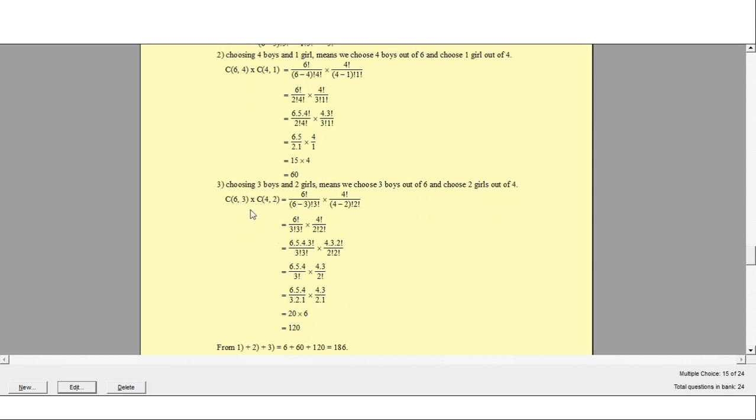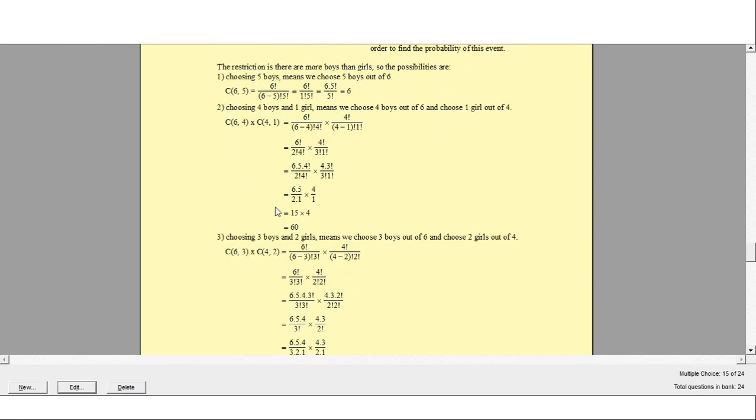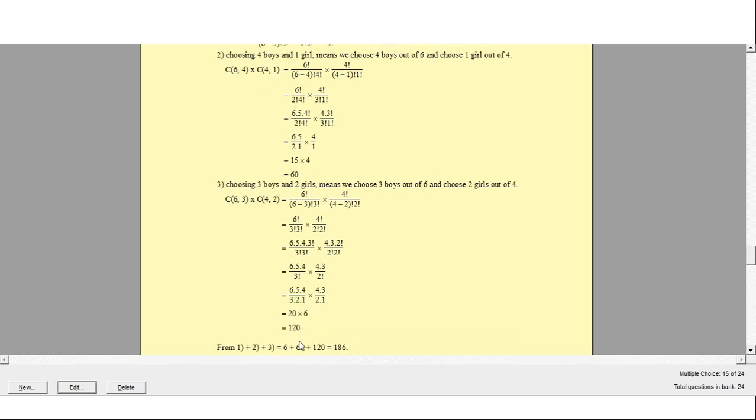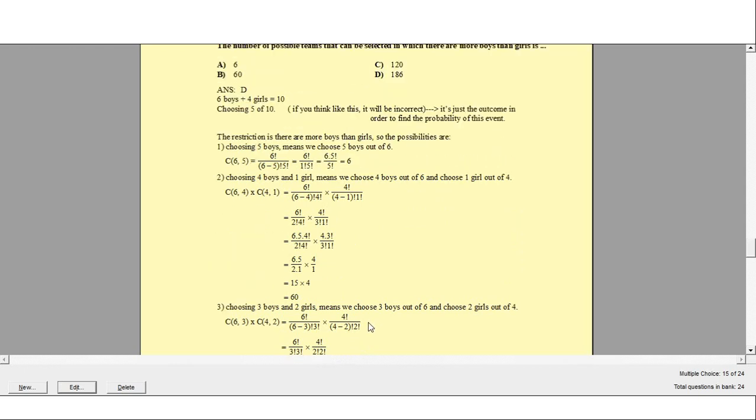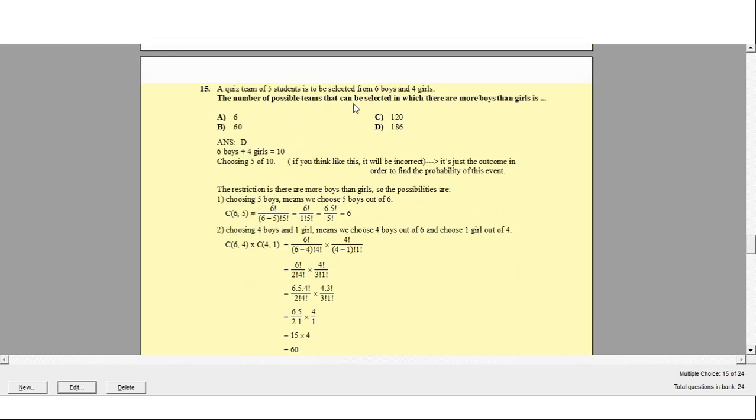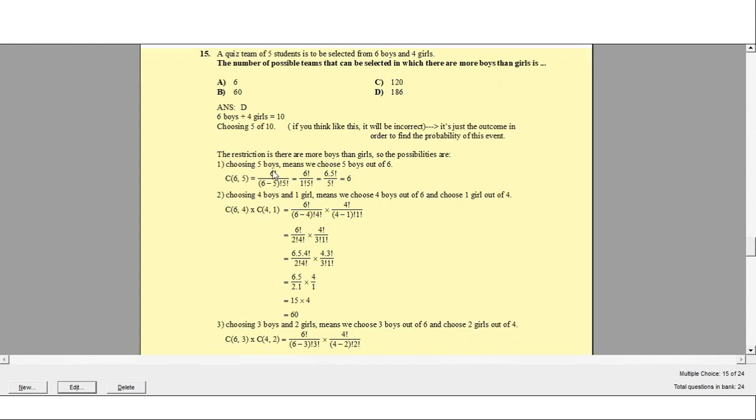All right. So from these three possibilities, you add all the answers. So 6 plus 60 plus 120 will be 186. So this is the answer or the solution of this problem. Okay, so this one actually is not an easy question because we have stages here. We have the restriction. It's not just simple selecting.